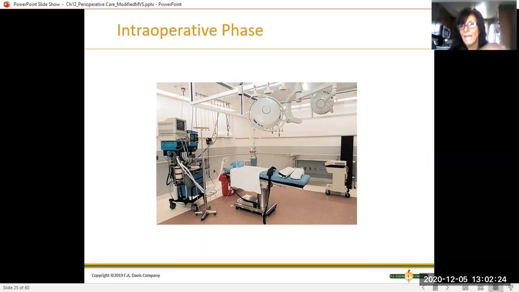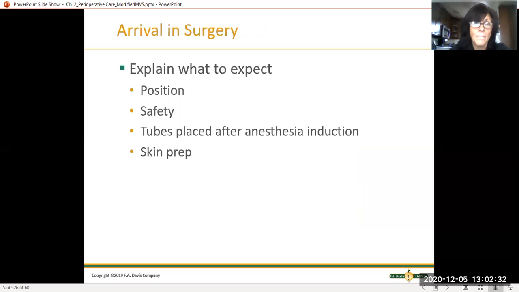And that's when they'll get them in there. They'll be asleep. They'll get the endotracheal tube in and get them hooked up to all the machines and get started with the procedure. Okay. We will explain to patients what to expect. Again, fear of the unknown.